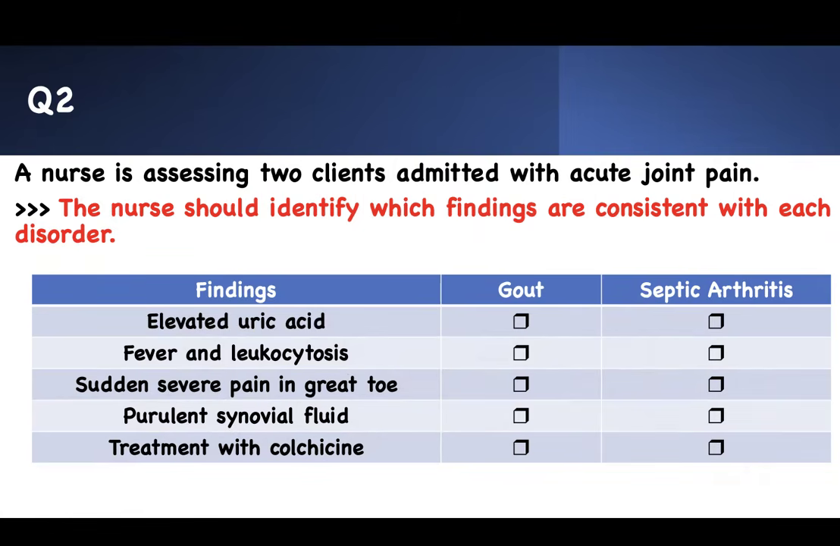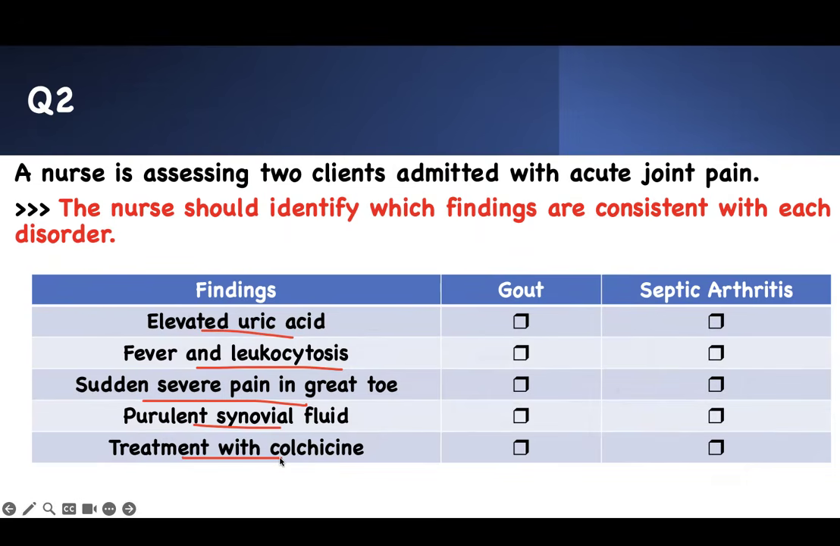And this is assessing 2 clients admitted with what? Acute joint pain. What is the problem? Who has gout? Who has septic arthritis? Who has all these things? Elevated uric acid, fever, leukocytosis, sudden severe pain at the great toe. Drainage is prevalent, and the treatment of choice is colchicine.